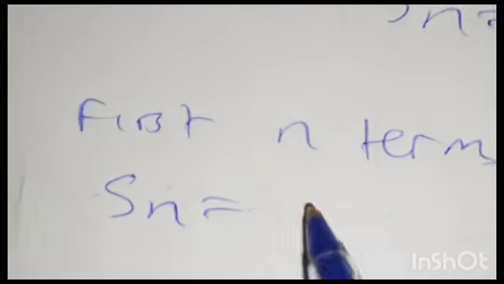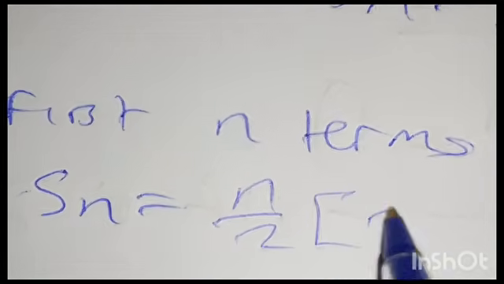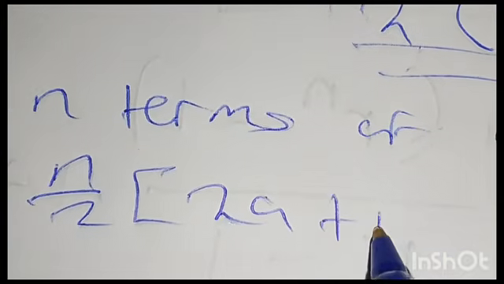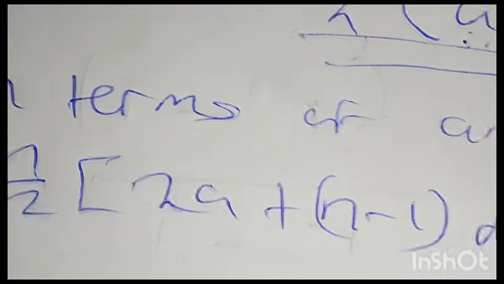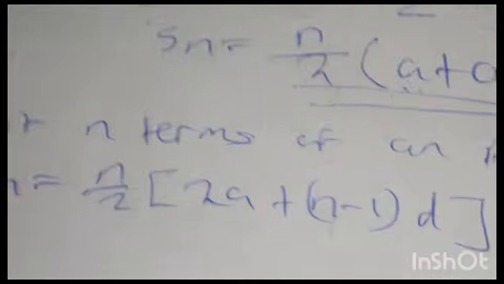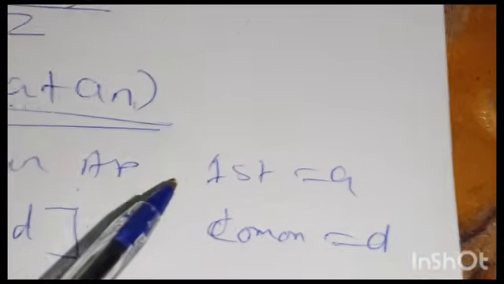So show that the formula is equal to what? Sn is equal to n over 2, then you have 2a plus n minus 1 d. So you have to show that if we solve for the first n terms of an AP, where we have the first term as a and the common difference d, that the formula is this one. So let's derive this formula. So this is our question 2.